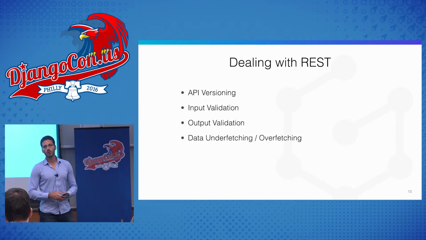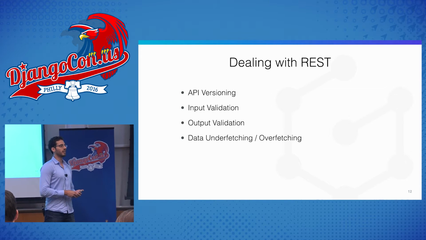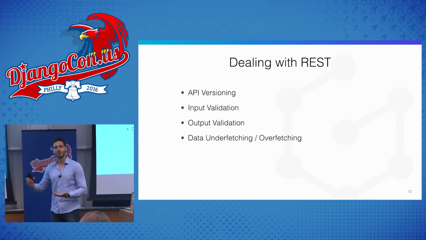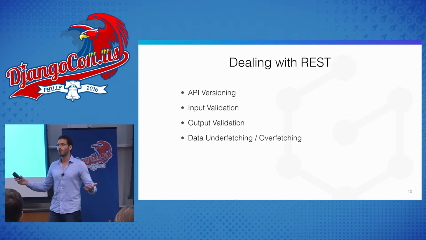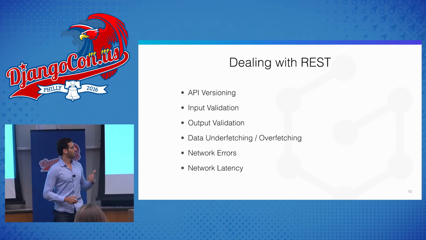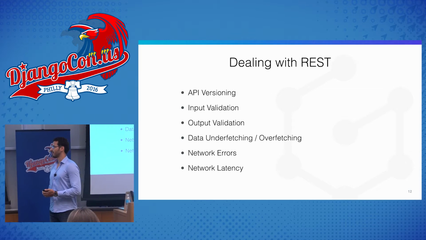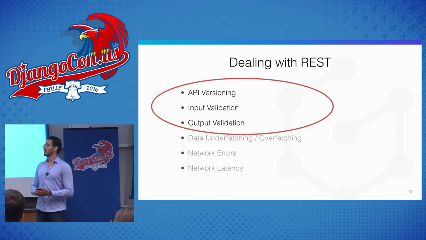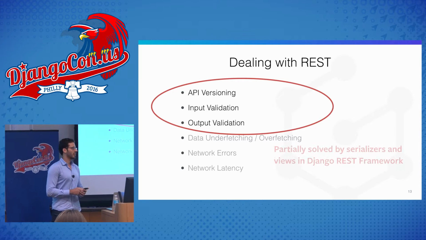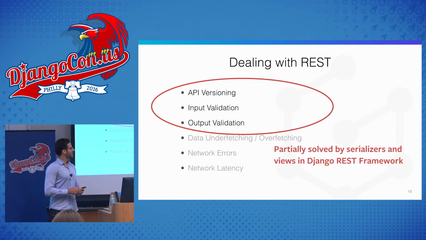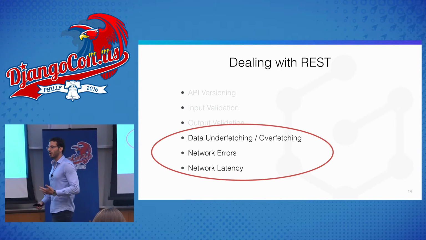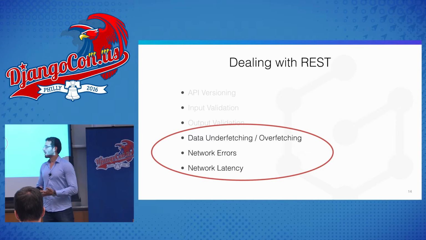Also, we have to deal with data underfetching or overfetching. That means a model has a lot of fields and some views don't want all the fields loaded, right? Sometimes we just want the name of a user and not anything else. We have to deal with network errors and with network latency. For the first 3 bullet points, we can see that Django Rest Framework solves this in a partially good way. But what about the last 3? What if we want to specify what data we want? How can we solve that?